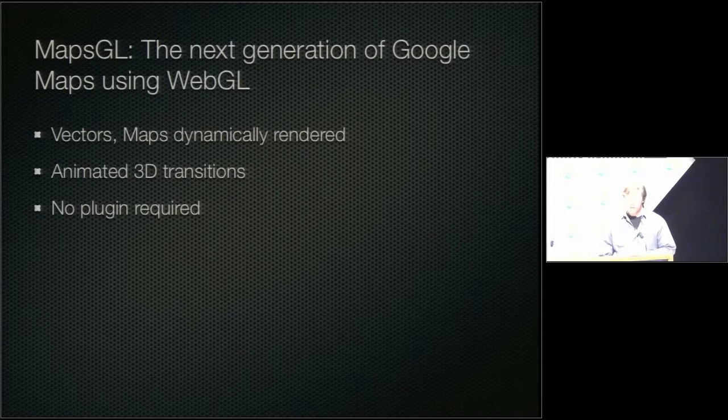Vectors also happen to be smaller, so the amount of bandwidth used for transferring back and forth is usually smaller using vector representations as opposed to the raster representation. We can do these animated 3D transitions, as I said, and no plugin required. So if you have your WebGL browser, when you go to Maps, it doesn't ask you to install something new. It doesn't say you have to go to this other site and find this other program and install it.